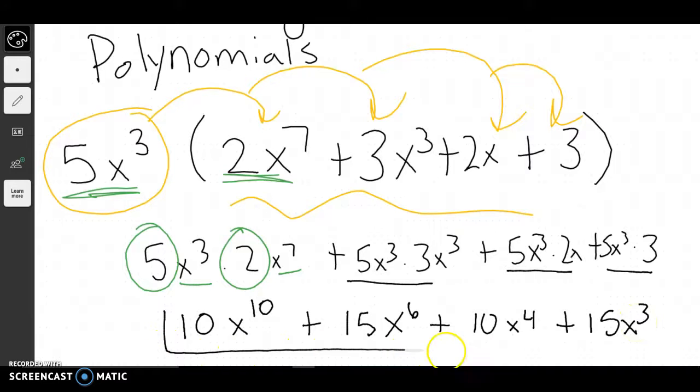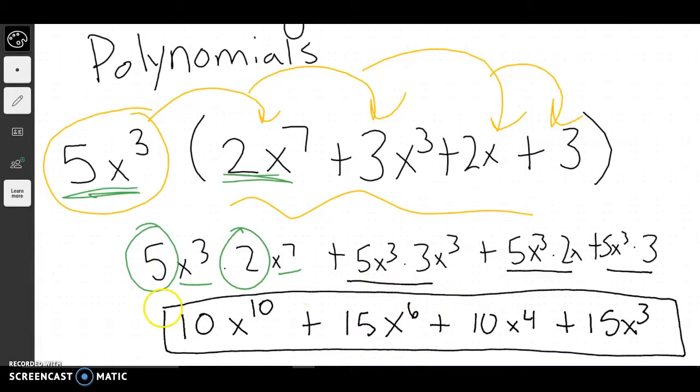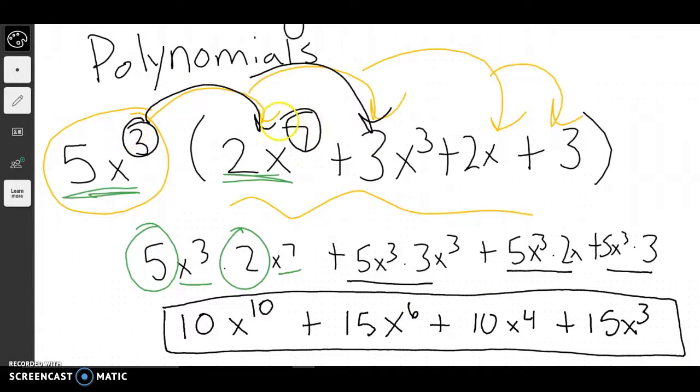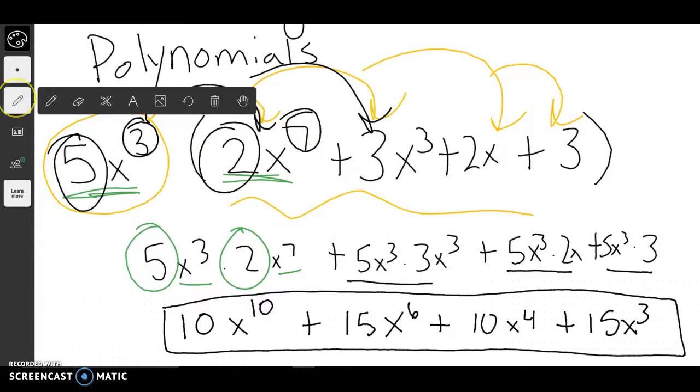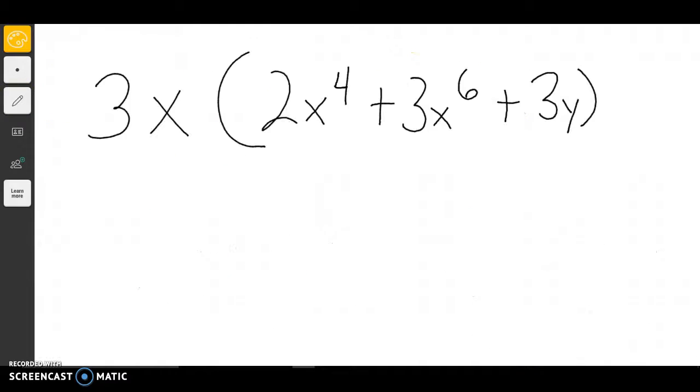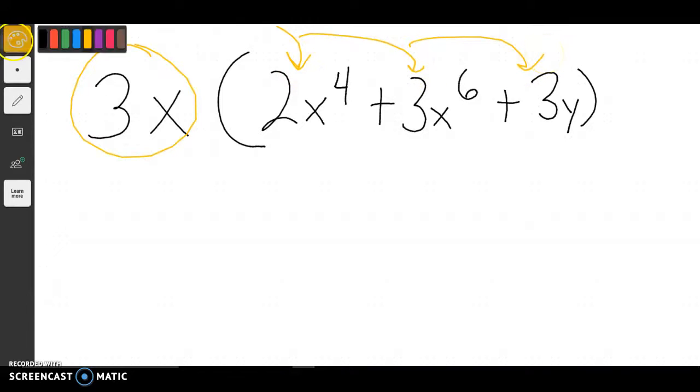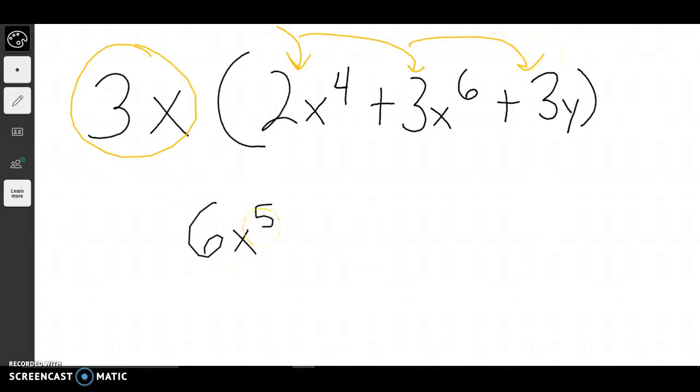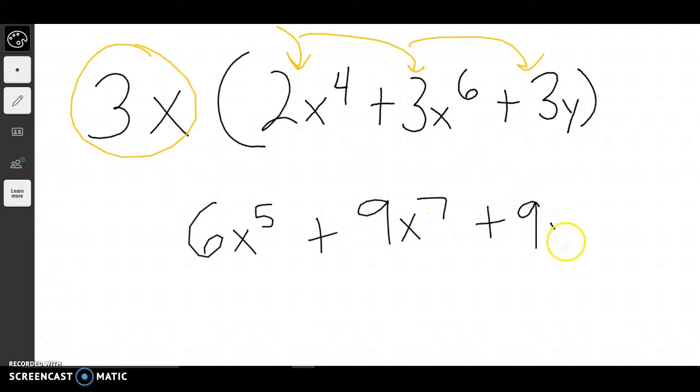So you can see how we kind of multiplied that all out together. We distributed this to every single term. We had to add the exponents, and we had to multiply the numbers. That's kind of how it worked. Try another one. So we're going to take this, and we're going to distribute it. So that's going to go to there. It's going to go to there. It's going to go to there. This will give me 6x to the 5th plus 9x to the 7th plus 9xy.